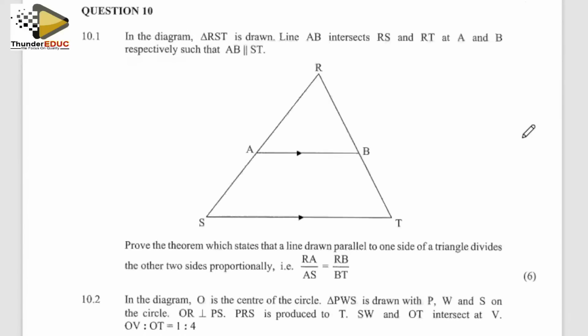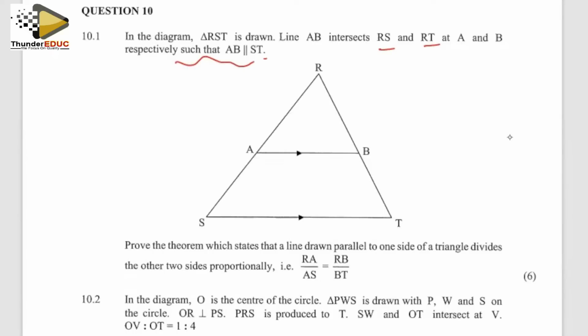All right, question 10. In the diagram, RS is drawn. A line AB intersects RS and RT at points A and B respectively. Then AB is parallel to that.